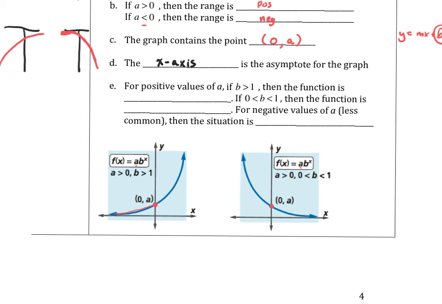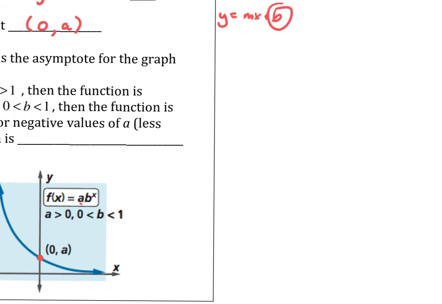All right, always the x-axis is the asymptote. As a function, it is y equals 0.